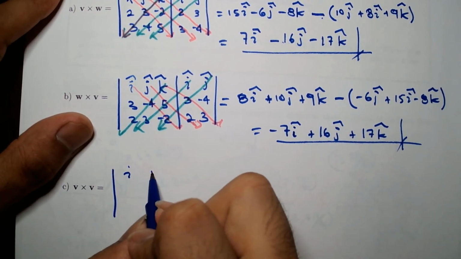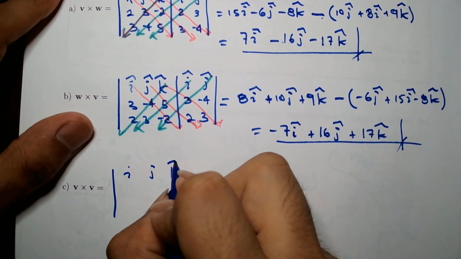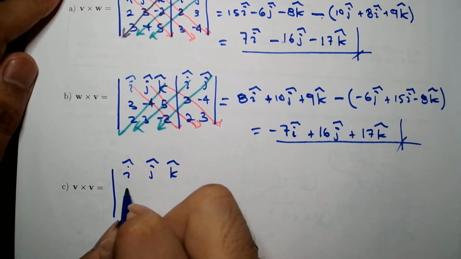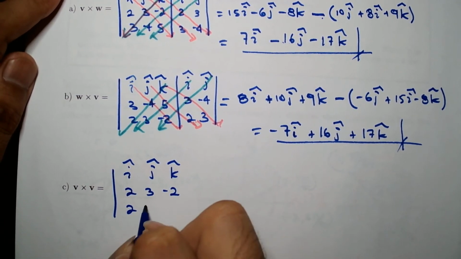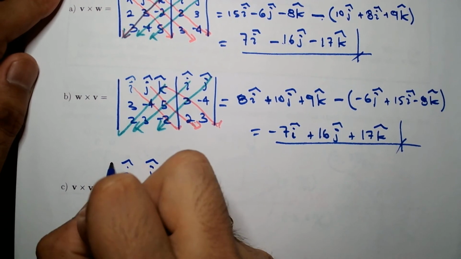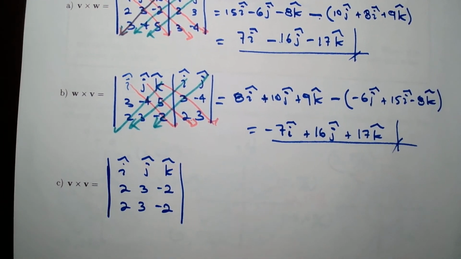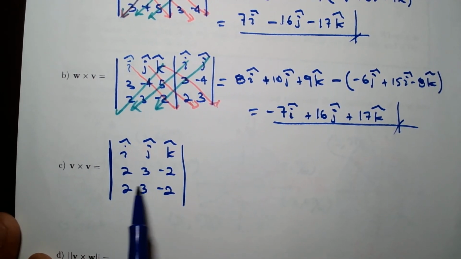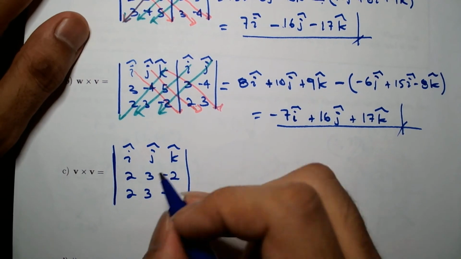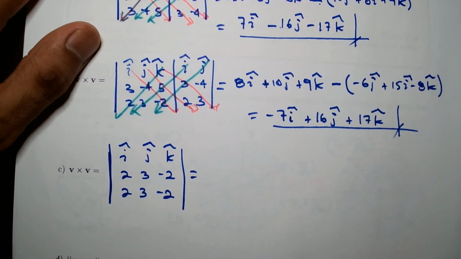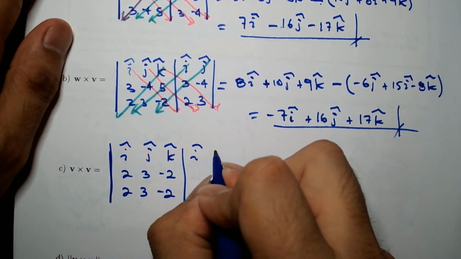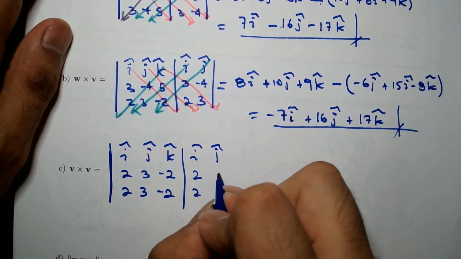So i, j, k, and then v with v, so that's 2, 3, and negative 2, 2, 3, negative 2. Well, if you have seen properties of determinants before, you can simply say that this is equal to 0 because two rows are the same. But let's suppose we don't know that yet. So actually, let's repeat the first two columns.